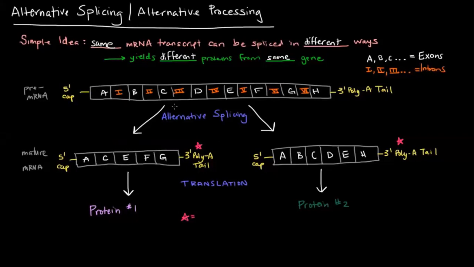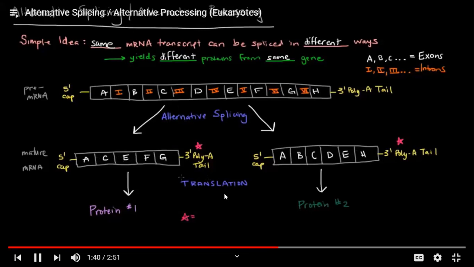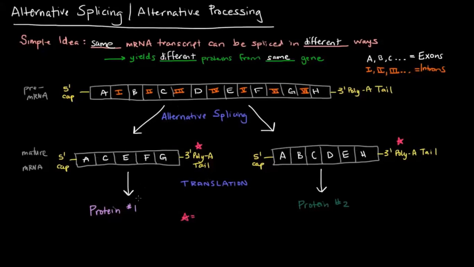I've only shown two here, but if alternative splicing occurs, maybe we'll take out some exons and then we'll yield it so that only exon A, C, E, F, and G show up in the mature mRNA. And then in the second case, we'll have A, B, C, D, E, and H in our mature mRNA. Then this mRNA can be translated, and so can this one, and they'll yield different proteins because they're different mRNAs. So the whole idea here is that these same initial transcripts can yield different mRNAs and different proteins.